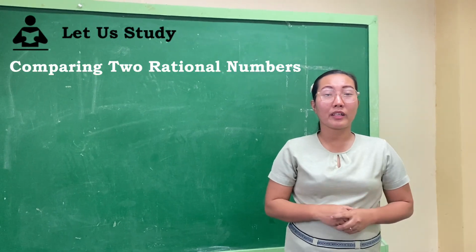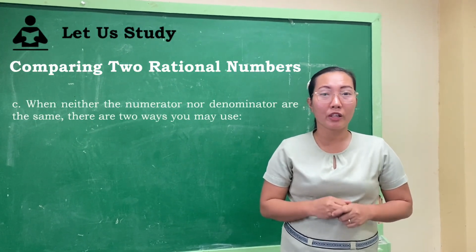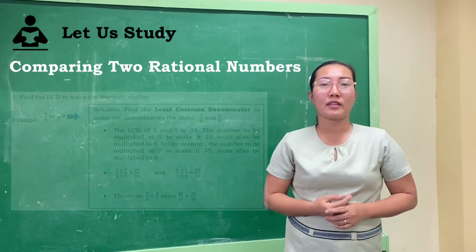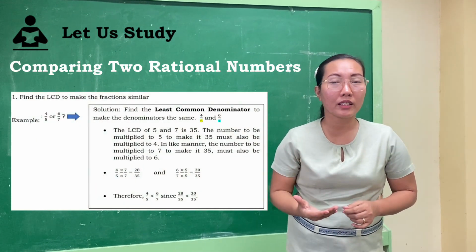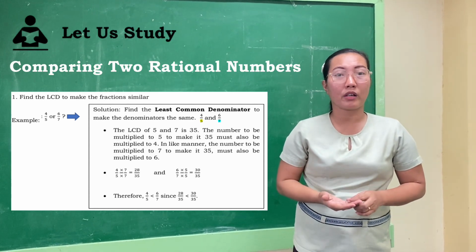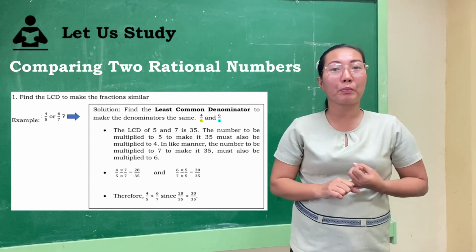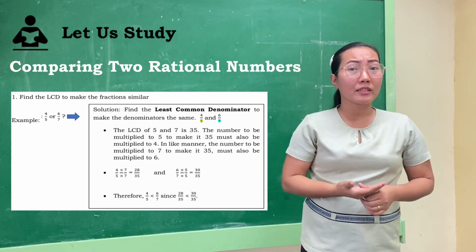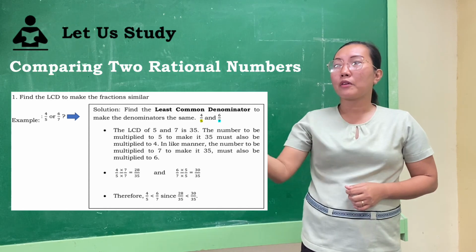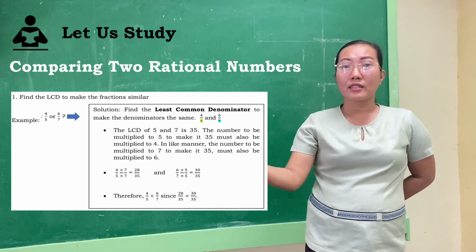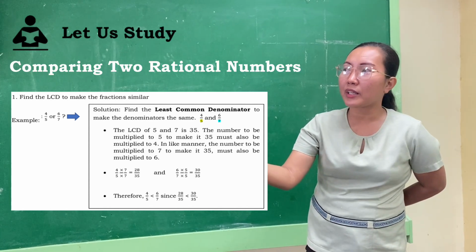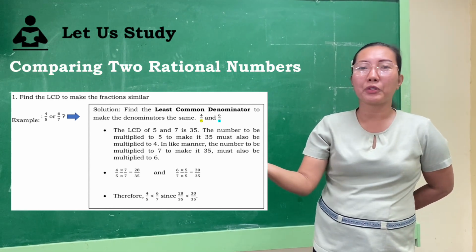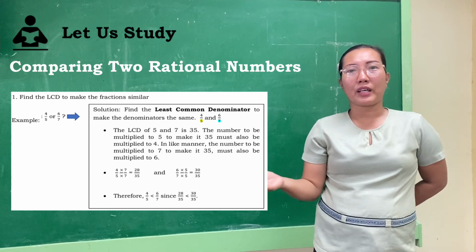Okay, the next one is when both numerators and denominators are not the same, then we can actually use two methods. The first one is the LCD to make our fractions similar, and the second one is the comparison property of rational numbers. So okay, let's start with using the LCD method. We have the example 4/5 and 6/7. As you can see in our example, they have different numerators, 4 and 6. Also, they have different denominators, 5 and 7.